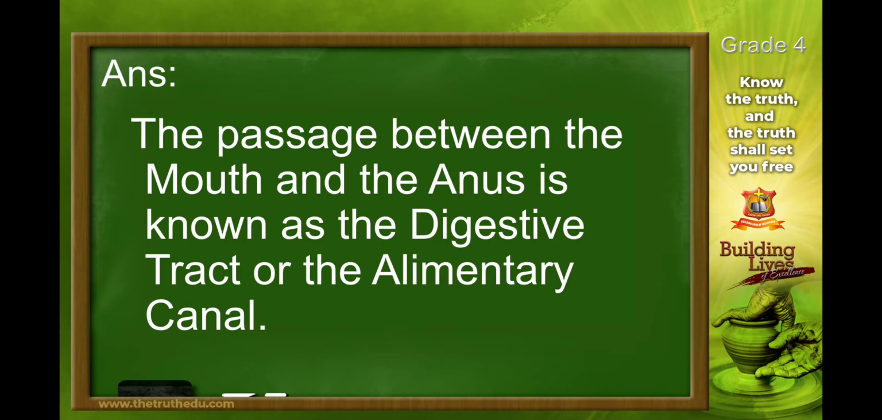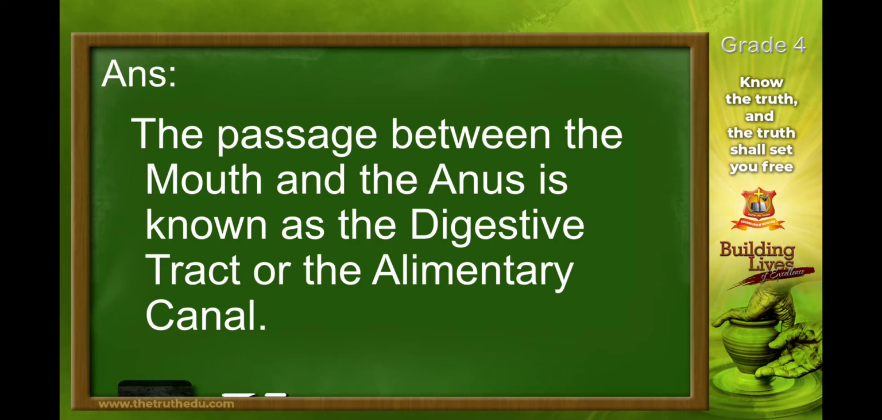So let's see what organs are included in the digestive tract. First of all, the mouth, then the esophagus, then the stomach, then the small intestine, the large intestine, the rectum, and the anus. There are very few parts. The liver, the pancreas, and the gallbladder are not included in the digestive tract because they produce juices, but the food does not travel through them.